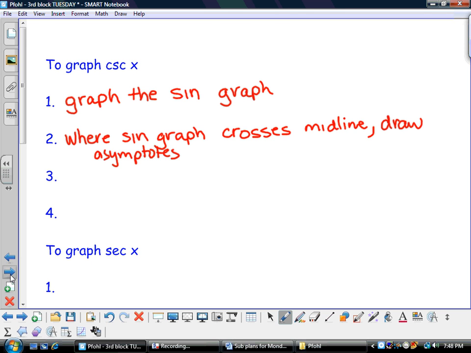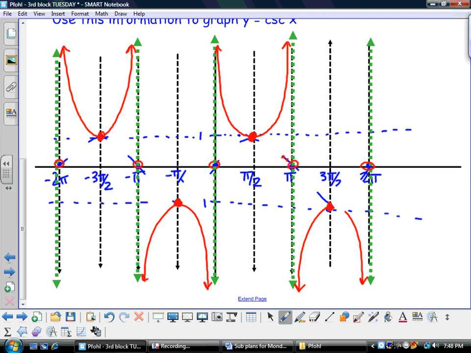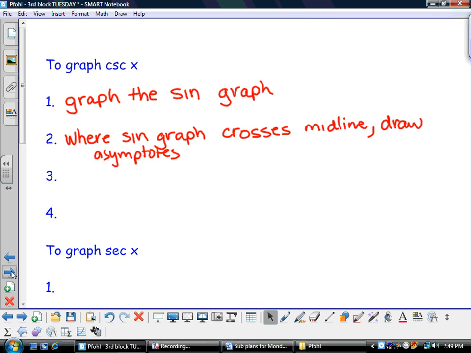Then, at the maximum and the minimum points, we're going to put our dots. On this graph, the maximum and the minimum points were at 1 and -1. If the graph had a different amplitude or a different vertical shift, it would be at different points. But I'm going to say put dots at the maximum and minimum points. And our last step is just to draw in the U's.